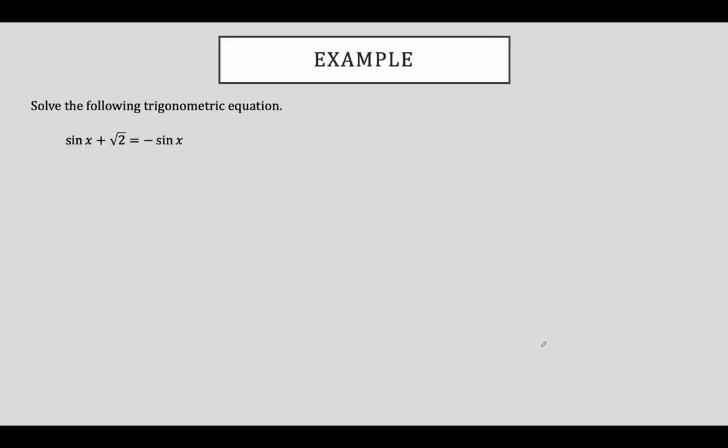Solve the following trigonometric equation: sine of x plus root 2 is equal to negative sine x. Well, recognize that we have a similar algebraic equation: x plus root 2 is equal to negative x. This is similar in that instead of sine x's, I have x's. To solve this algebraic equation, we would begin by combining like terms. We would add x to both sides of the equation, subtract root 2 from both sides, and divide by 2, leaving us with x is equal to negative root 2 over 2.